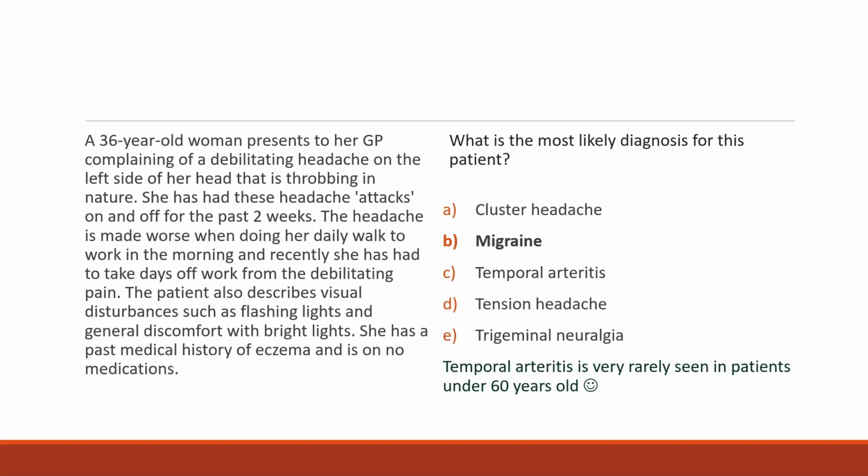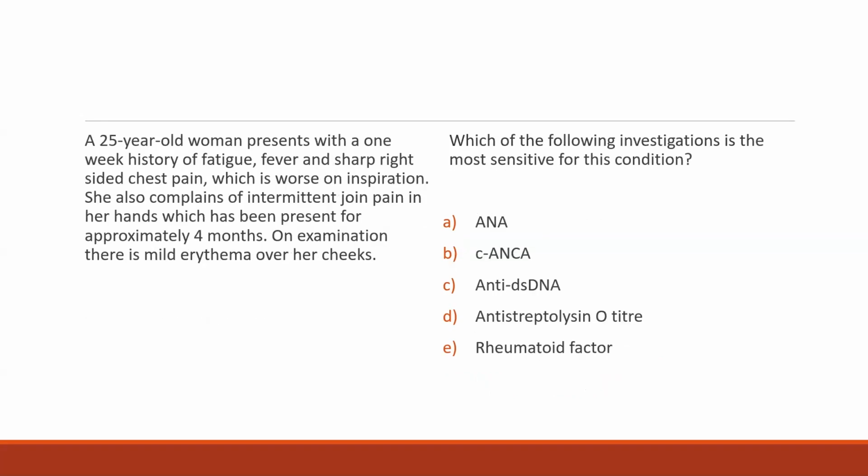It's rare. Cool. So a 25-year-old woman presents with a week's history of fatigue, fever, and sharp right-sided chest pain, which is worse on inspiration. She complains of intermittent joint pain in her hands, which has been present for around 4 months. Examination shows erythema over her cheeks. So, most sensitive for this condition. What condition are we thinking of? Sorry, which condition?